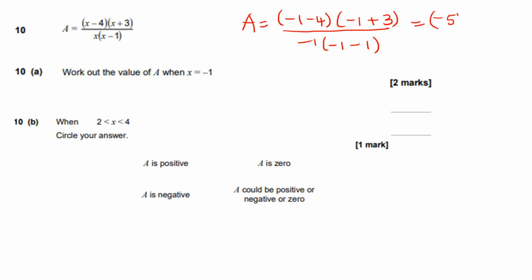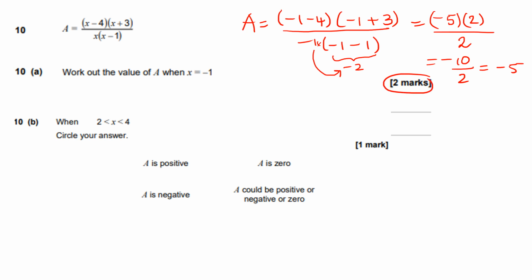I will keep these inside the bracket so that I don't forget that it's going to be multiplication. It's going to be 2 divided by negative 1 take away 1, which gives you negative 2. And this negative 1 and negative 2, because negative 1 is outside the bracket, is going to be a positive 2. Negative 5 times 2 is going to be negative 10. Divided by 2 is going to be negative 5. So that's my answer, and we get 2 marks for this one.